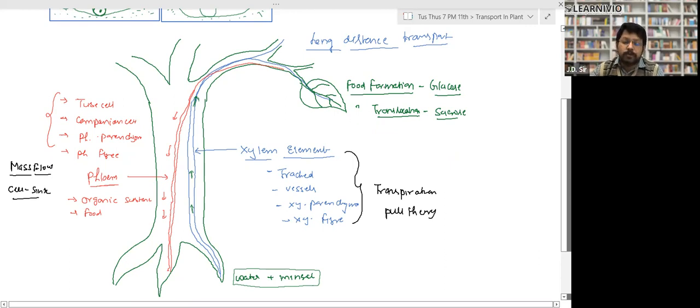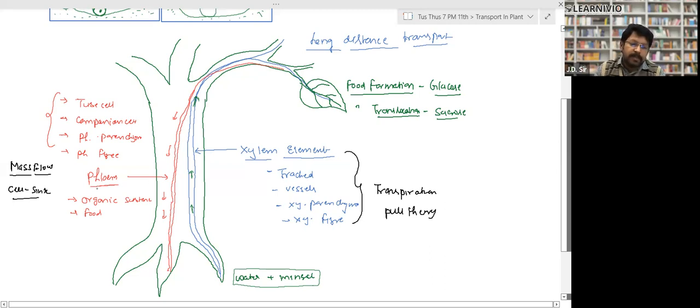Now what about the food? Formation of food like glucose takes place here in the leaves with the help of photosynthesis, right? But glucose is not transported. Transportation of sucrose takes place. Sucrose is transported, right? So what happens? Glucose is converted into sucrose, then it is transported to those parts where food formation is not taking place. Where? The root. It is translocated toward the root, multi-directional, right?